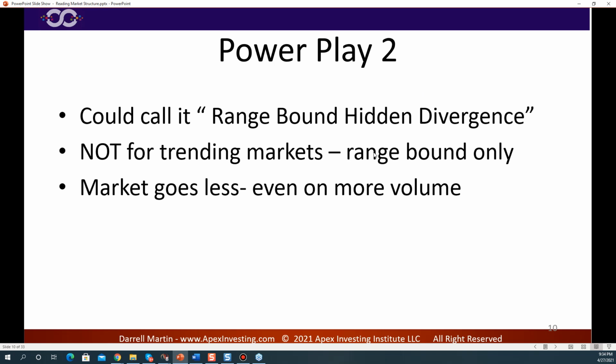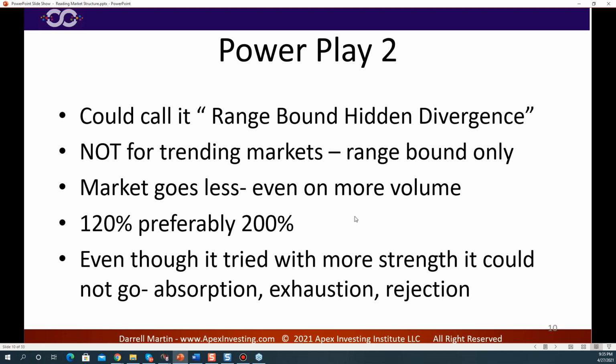So this is the opposite of a power play 1. This is when the market goes less, but on more volume, right? Literally the opposite. This is where we want to see 120% of the volume, or preferably double the volume. Okay?